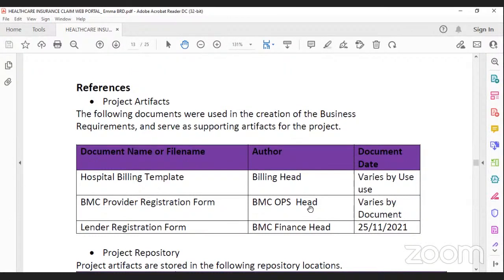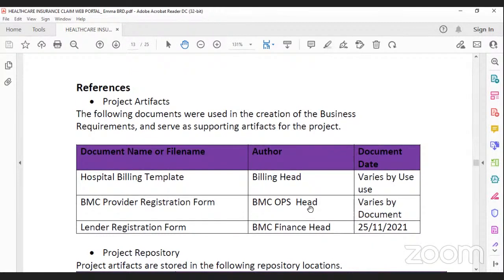And if you look here, you can see the document name, the file, the author, and then the date that it was given, or the day that we got it. Hospital billing template, we got it from the billing head. And then the BMC here is the Biomedical Center.